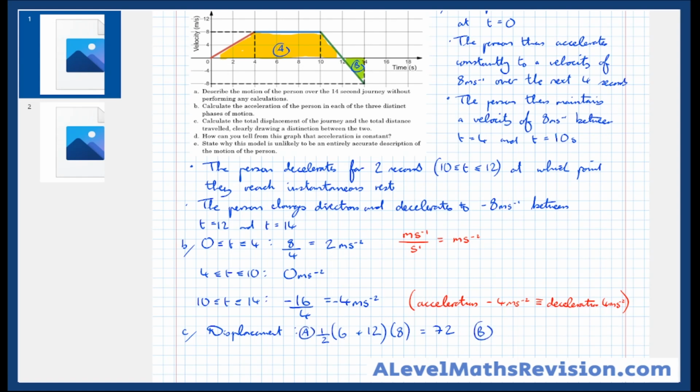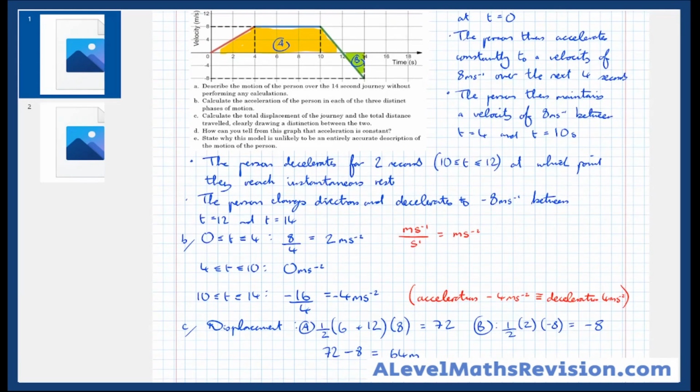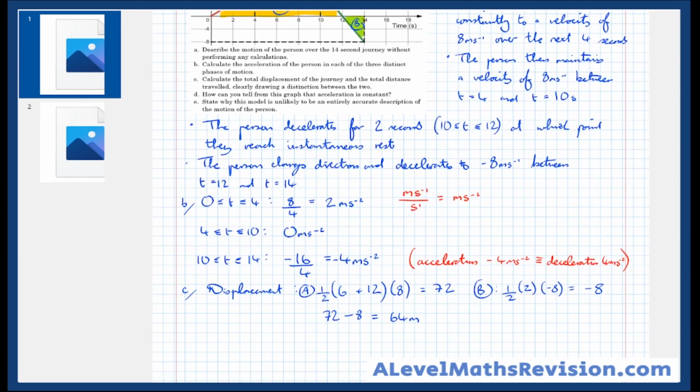B, just a triangle, 1/2 base times height equals, and that becomes -8. Therefore the total displacement is 72 take 8, which is 64 meters. So that's the total displacement. The particle ends up 64 meters away in the positive direction from where it started.